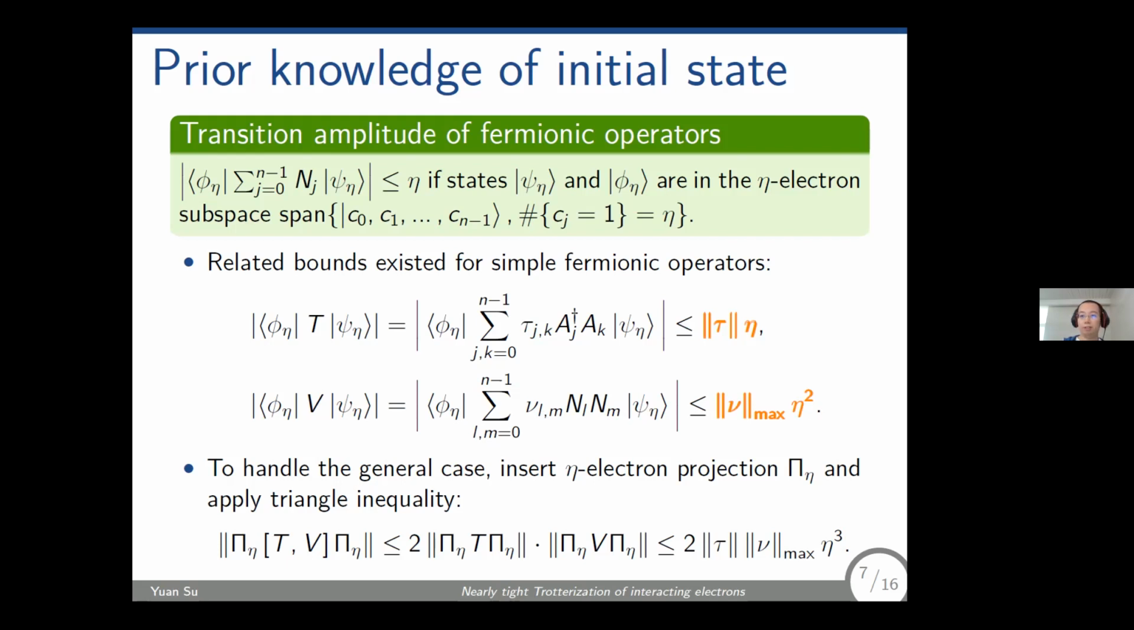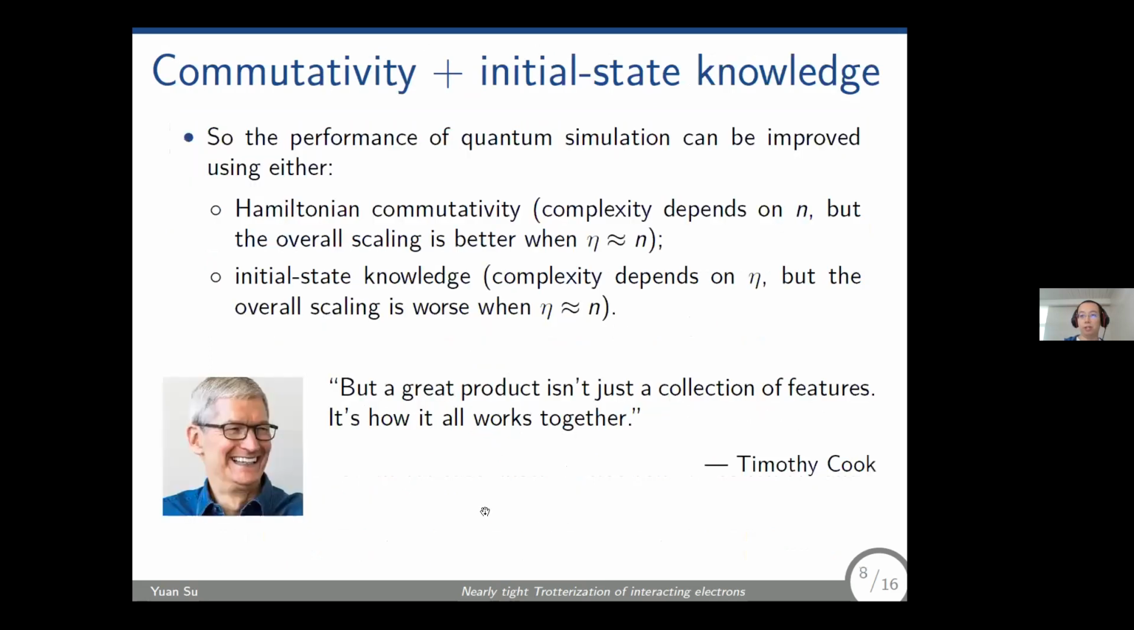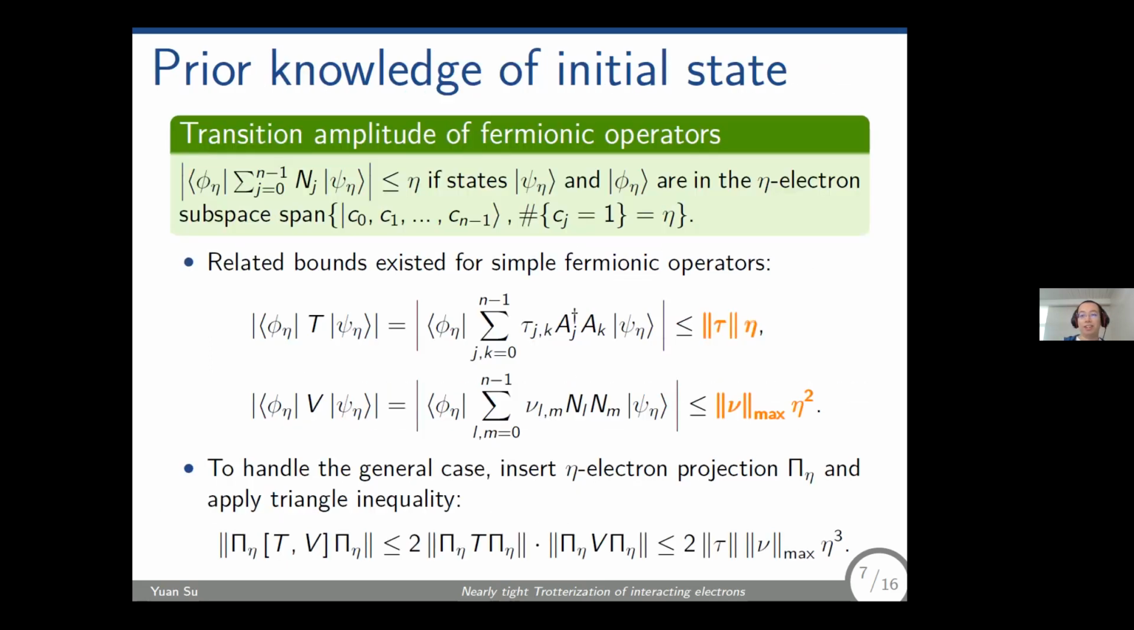How about the general case? If you want to analyze the performance of trotterization, you have to handle more complicated operators. So for example, you have a commutator between T and V, as we see in the analysis of trotterization. And the trick here is you can insert some projections. So let's say we have projections to the eta electron subspace. We can insert them, break the commutator, invoke some triangle inequality, and we can just upper bound that by something like this, which is basically given by the product of these two things.